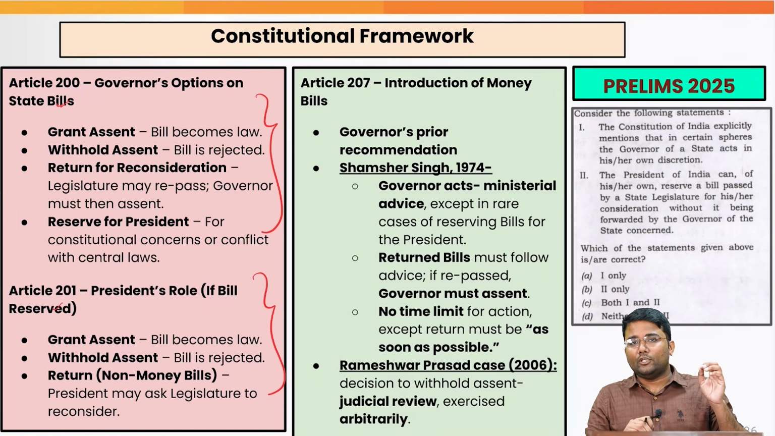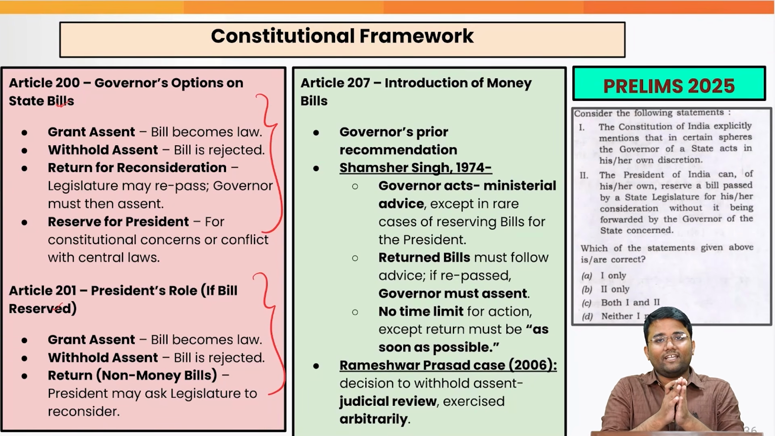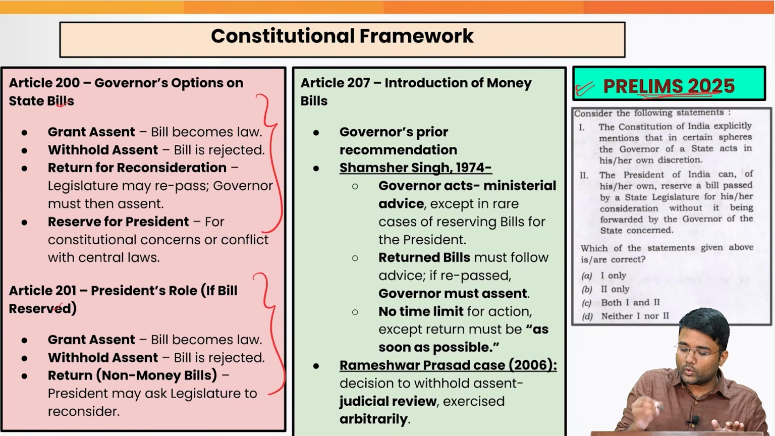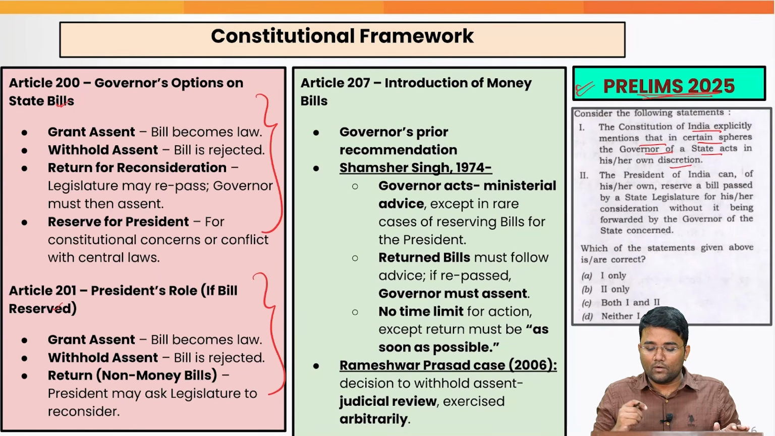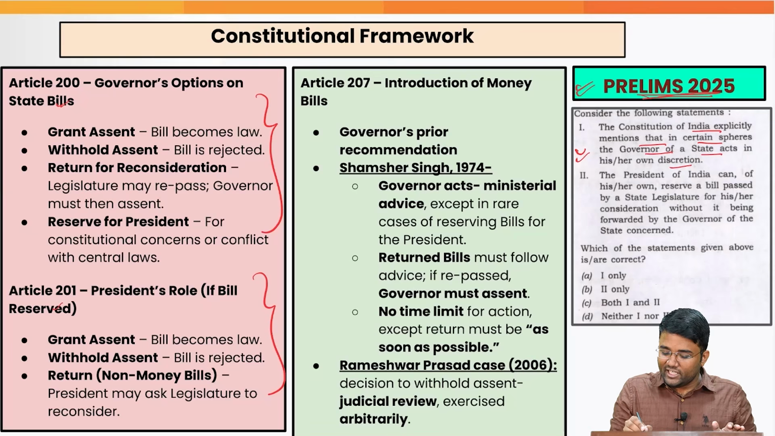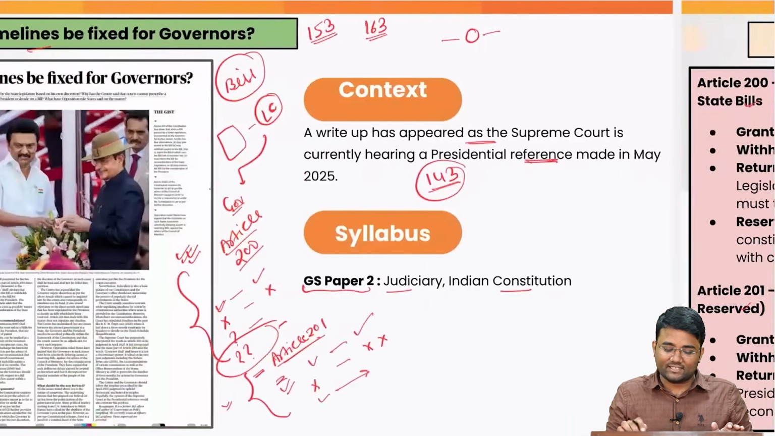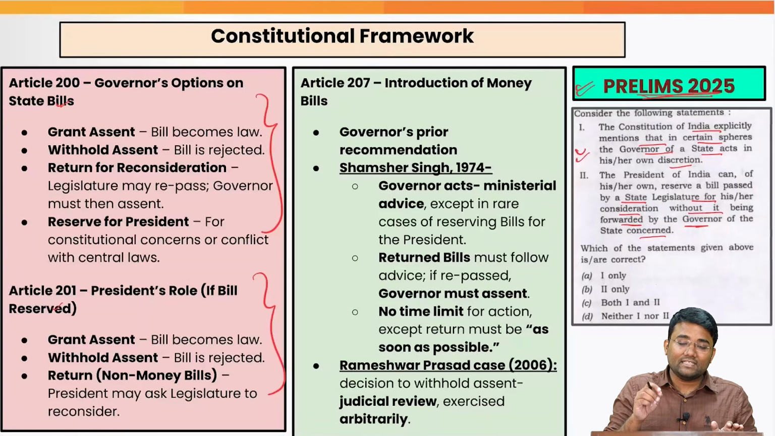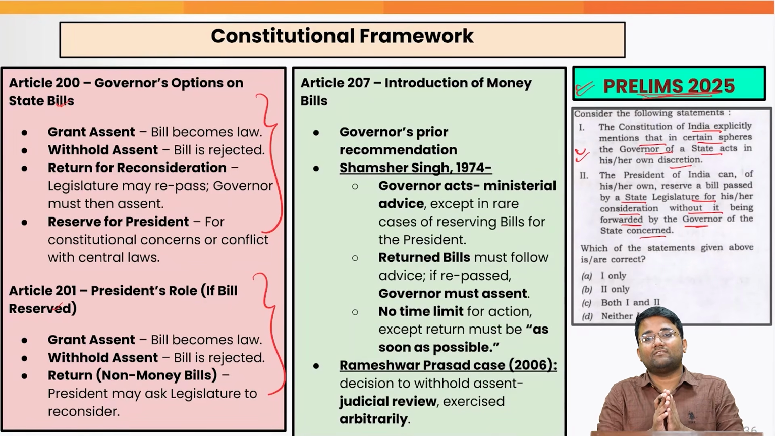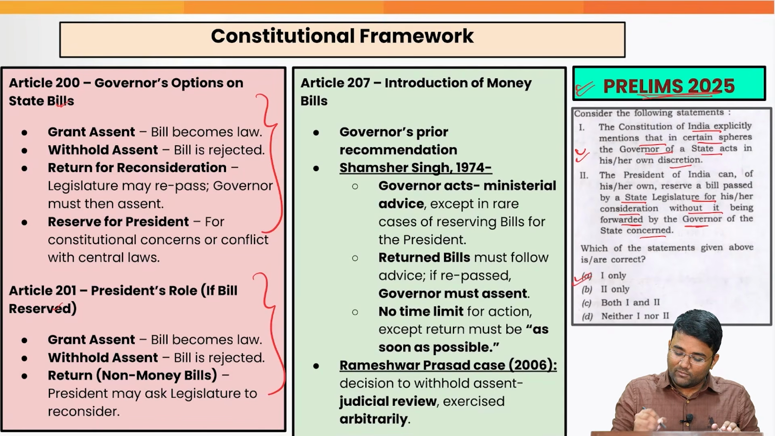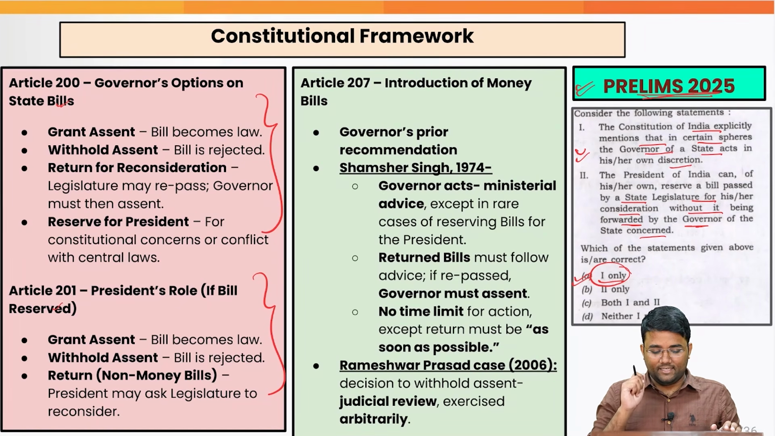Since this topic of Article 200 and discretionary powers of the Governor and President has remained in the news for the past 1 year, in prelims 2025 also there was a question asked, which says that the Constitution of India explicitly mentions that in certain spheres the Governor of a state acts in his or her own discretion. Obviously it is correct. The President of India can of his or her own reserve a bill passed by a state legislature for his or her consideration without it being forwarded by the Governor of the state concerned. This is incorrect. This power is given to the Governor. He can reserve the bill and then the President can decide. So the correct option was one only. A option was correct here.